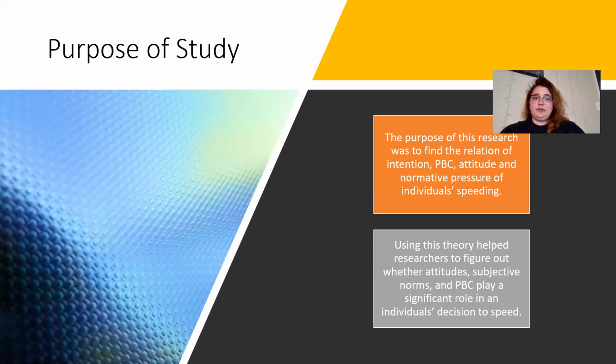The purpose of the research was to find the relation of intention, perceived behavioral control, attitude, and normative pressure on an individual speeding. So, how intention plays into the speeding, as well as an individual's attitude, and how people expect you to act as far as driving goes outside of your personal beliefs. Using this theory helped researchers to figure out whether attitude, subjective norms, and perceived behavioral control play a significant role in an individual's decision to speed.